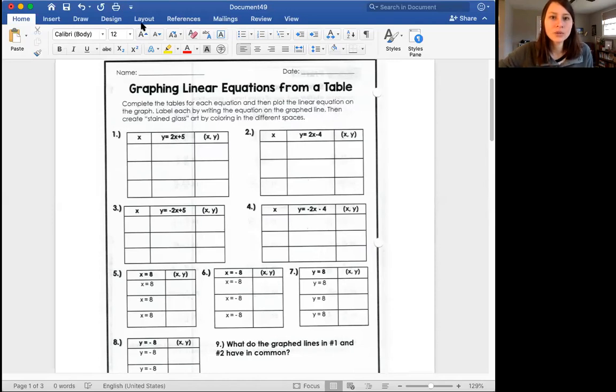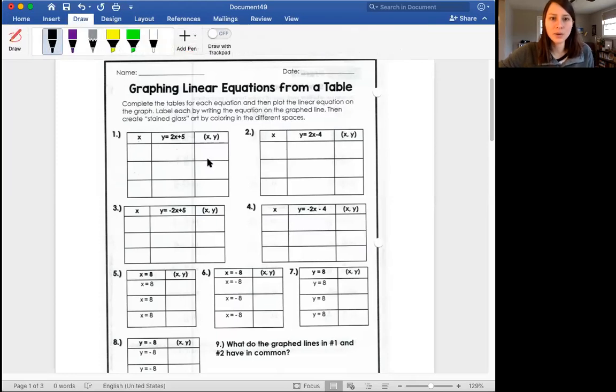We now know that we can create an input and output table by basically coming up with any value for x to plug into our equation and come up with what y would be. So you could come up with any value for x, put it in place of the equation, and find out what y is.